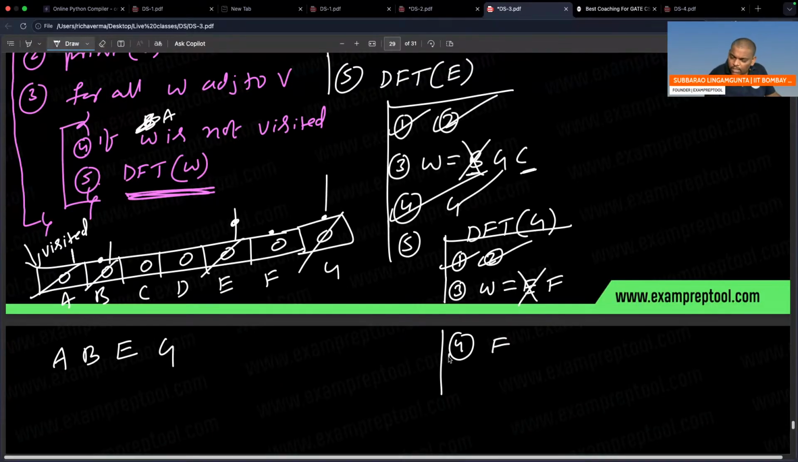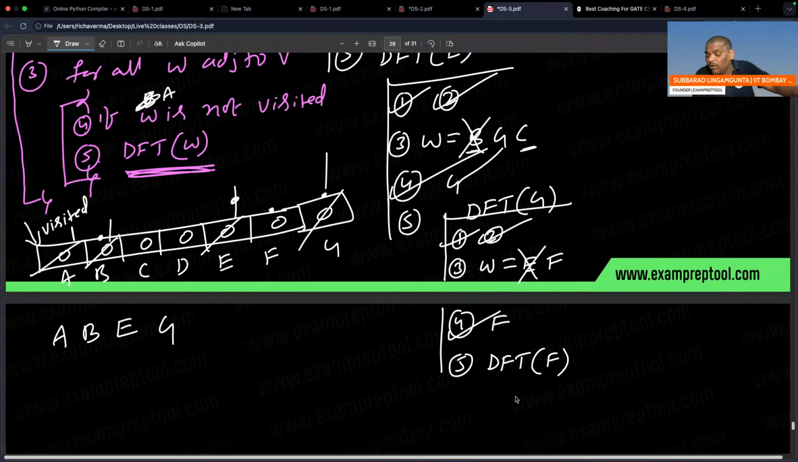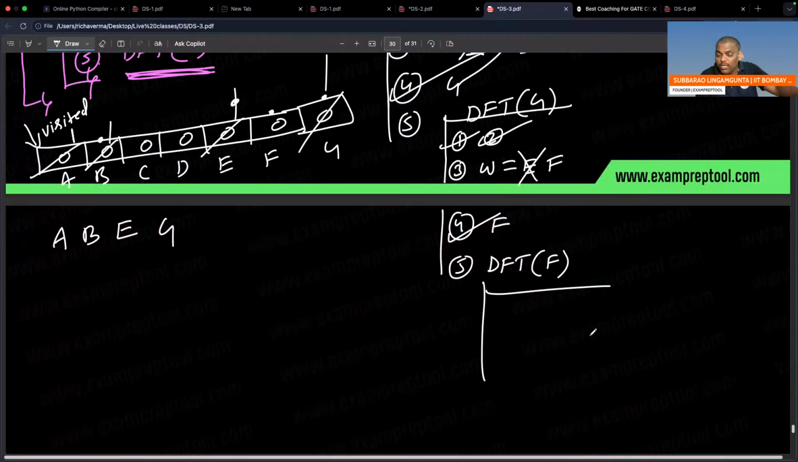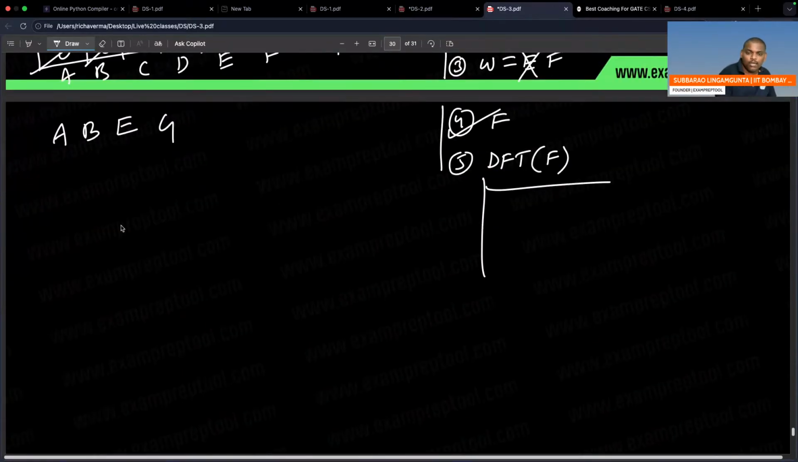F not widgeted? Yes. Then call recursion, DFT of F. Remember, till now, no pop operation. So DFT of F is called. If you observe clearly, everyone observe.